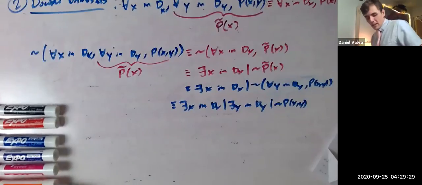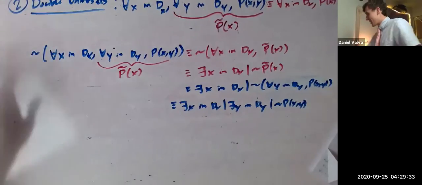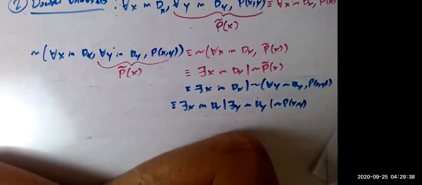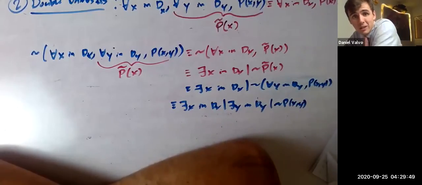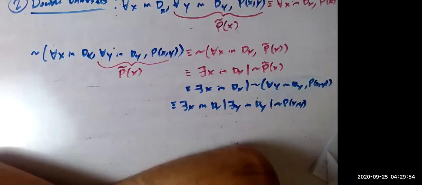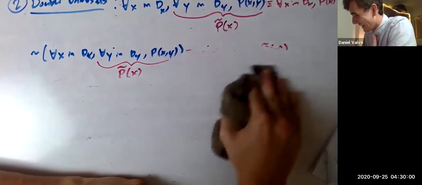Perfect. Any questions on double universals? In summary, as long as they're both for all or both there exists, you can combine them as the cross product. If they're homogeneous, they're really just making a statement about ordered pairs. And if they're heterogeneous, where they're not the same? Good question. It wouldn't work.